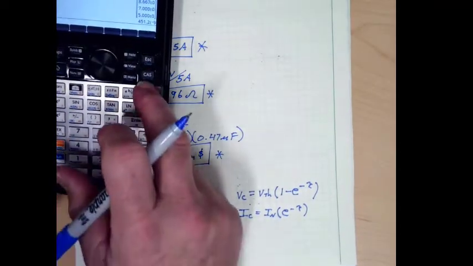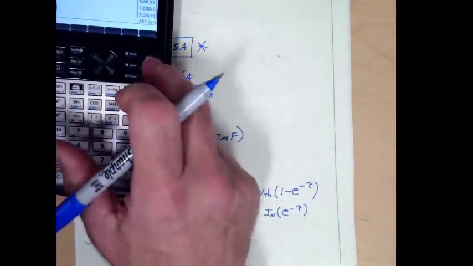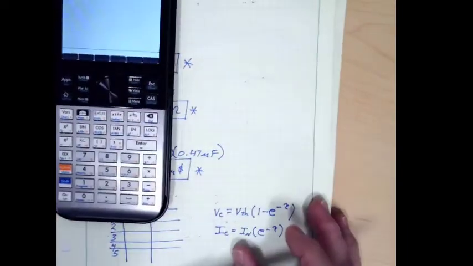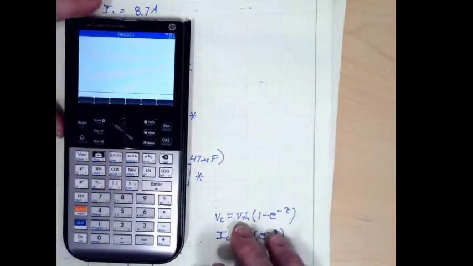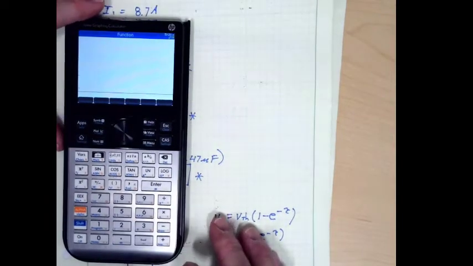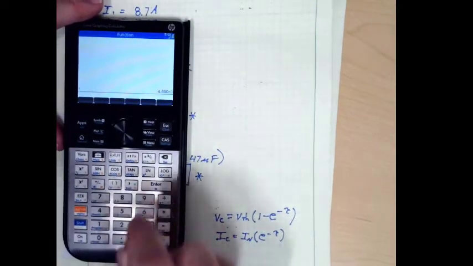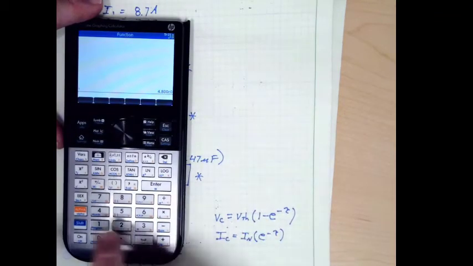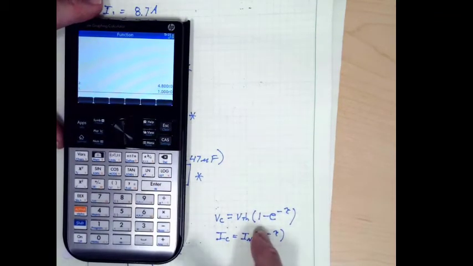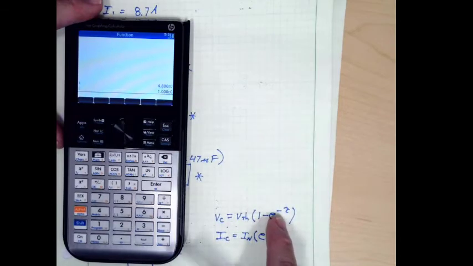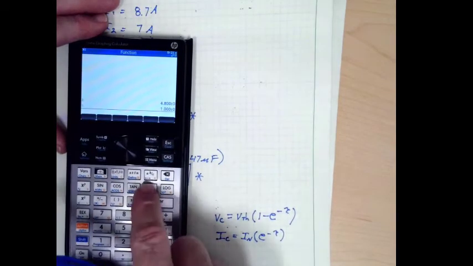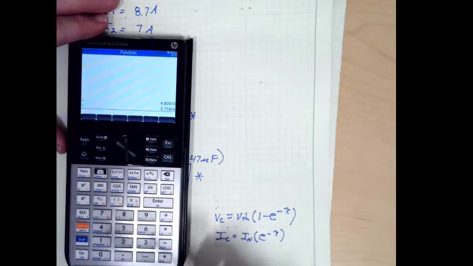Okay, so here we go. Let's do the voltages first. So our Thevenin voltage is 4.8 volts. So we got that. Then we have a 1, so I'll go ahead and enter that. Then we have a minus e to the minus tau. Well, here I've got an e to the x button.